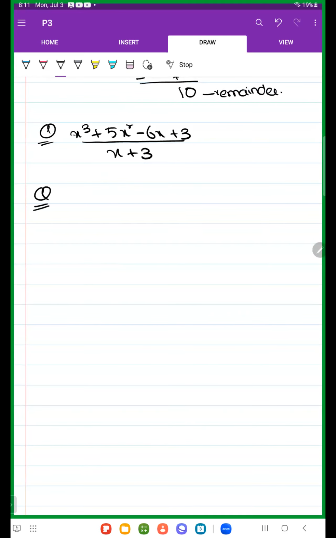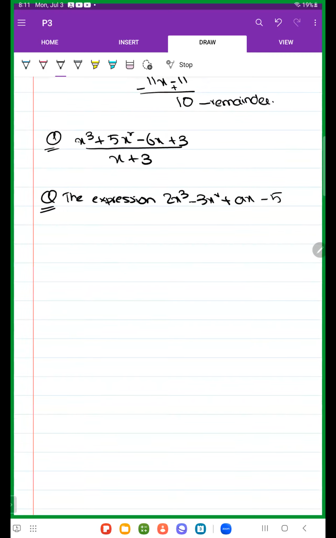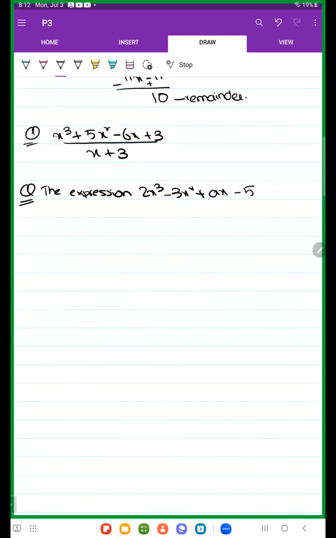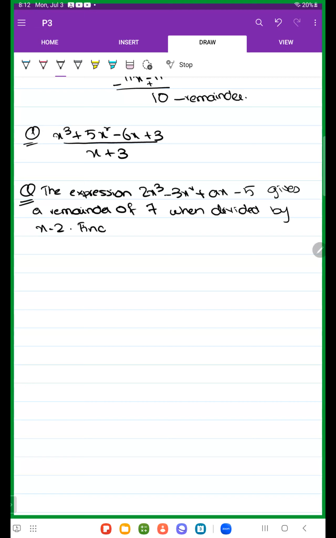So the question says the expression 2x cubed minus 3x squared plus ax minus 5 gives a remainder of 7 when divided by x minus 2. Find a. How do you think we do this?